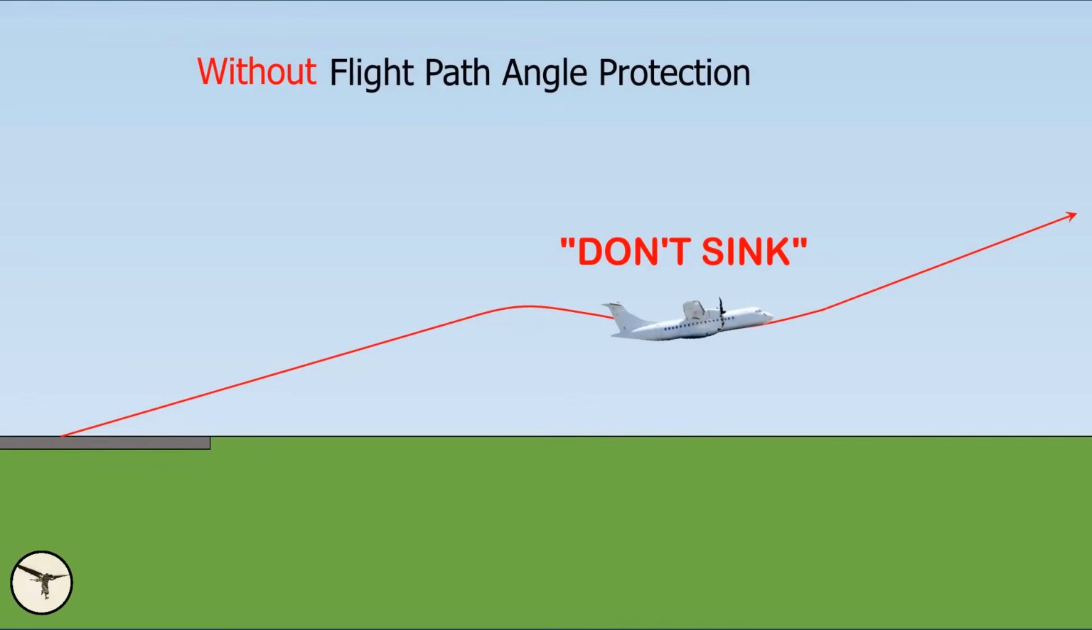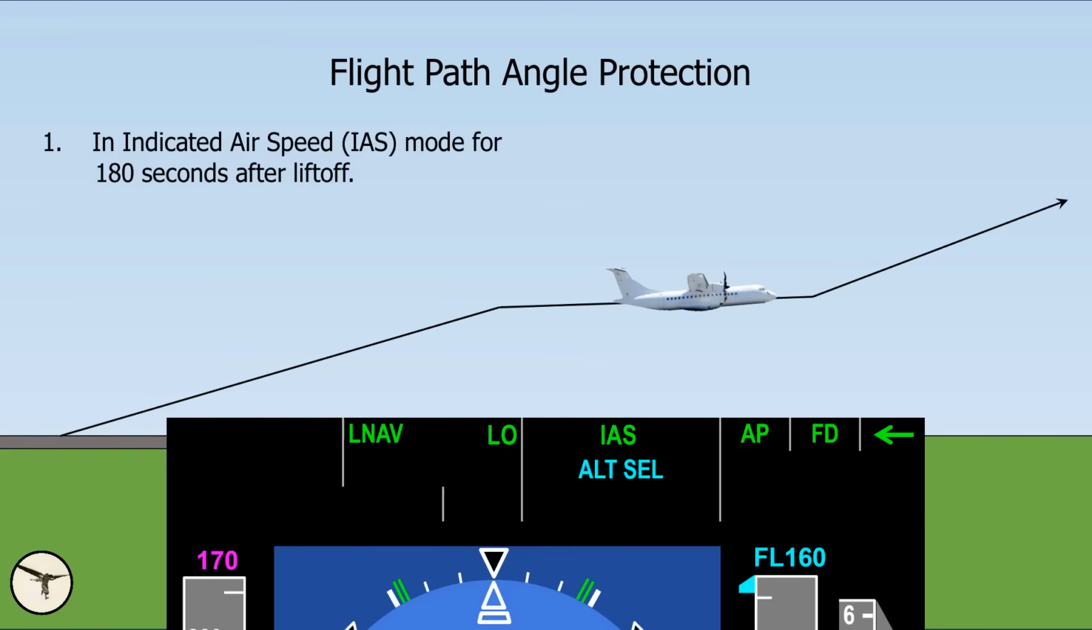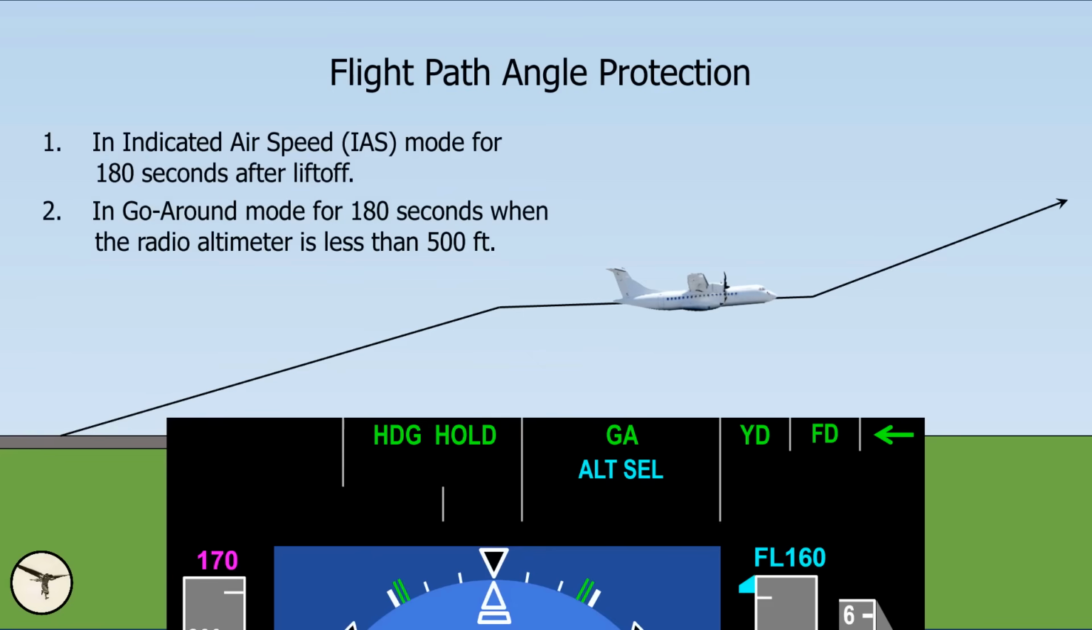The flight path angle protection system was introduced with the standard 3.1 software. The purpose is to prevent the aircraft from stopping climbing after takeoff or go-around, or when encountering significant downdrafts. The flight path angle protection system is available in the following situations. 1. In indicated airspeed mode for 180 seconds after liftoff. 2. In go-around mode for 180 seconds when the radio altimeter is less than 500 feet. 3. In VNAV IAS mode. This is a good reason for arming VNAV IAS before every takeoff.